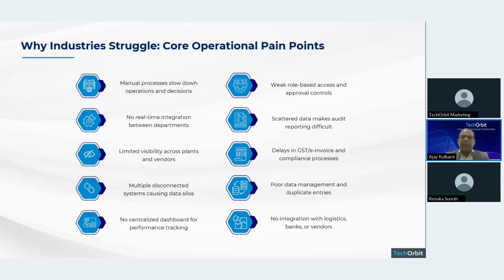If we look at the traditional way of operations, there is less real-time integration, and with the ERP implementations done in the past, many things are in silos. There are many places where Excel sheets are being used and manual processes slow down the overall operations and also decision making. In today's world of digital transformation, quick decisions are the key.